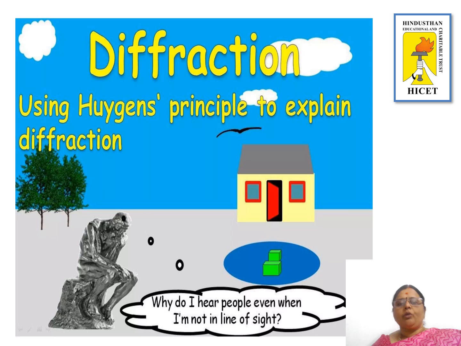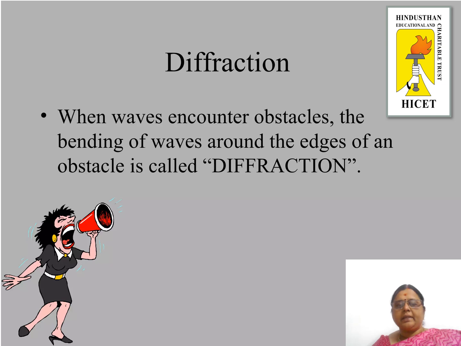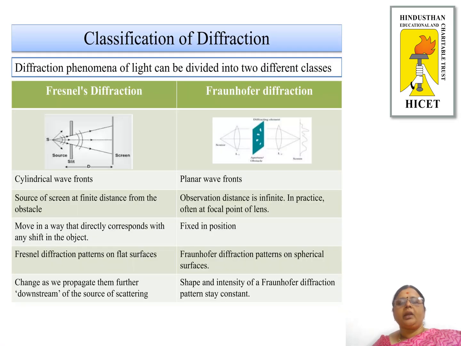Now let us see what is diffraction. Using Huygens principle to explain diffraction. Why do I hear people even when I am not in line of sight? So this is a question for thinking. That concept is explained by diffraction. When waves encounter obstacles, the bending of waves around the edges of an obstacle is called diffraction.